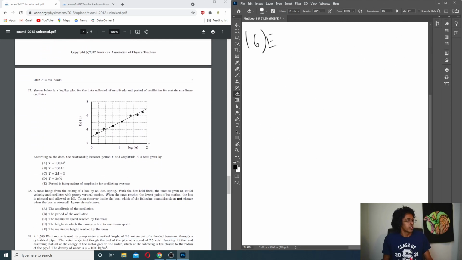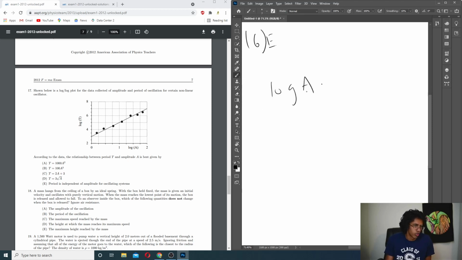Okay, 17. Shown below is the log plot for the data collected for amplitude and period of oscillation for a certain nonlinear oscillator. The relationship between period and amplitude is best given by. So essentially, it's saying log T versus log A.